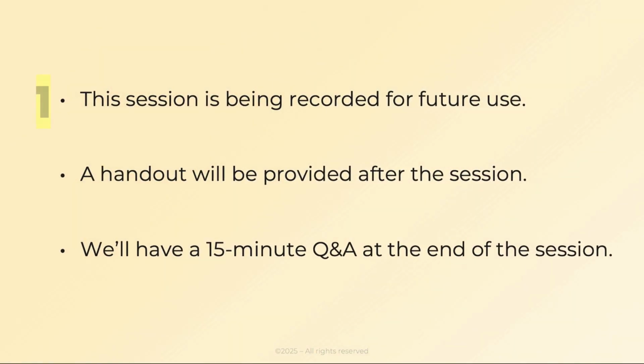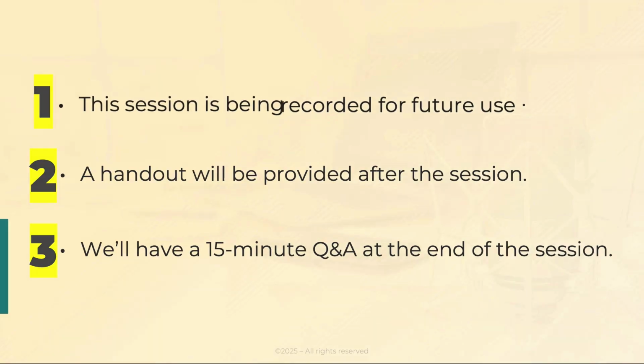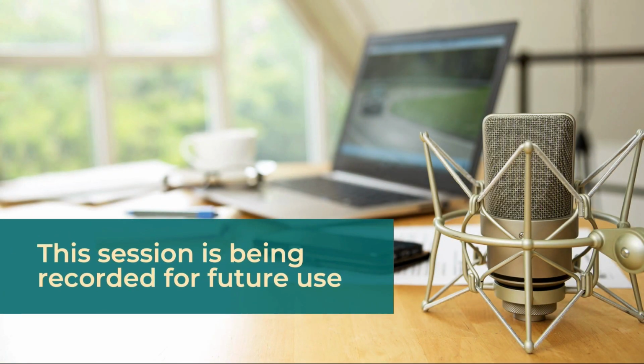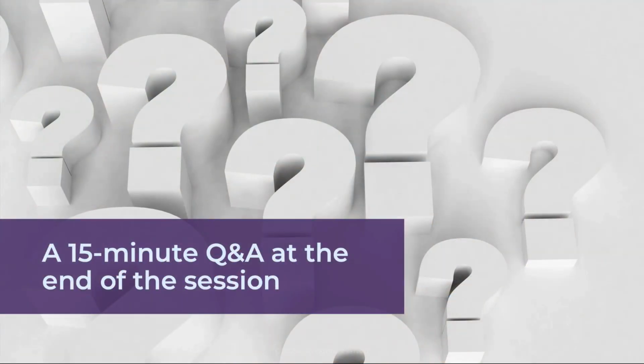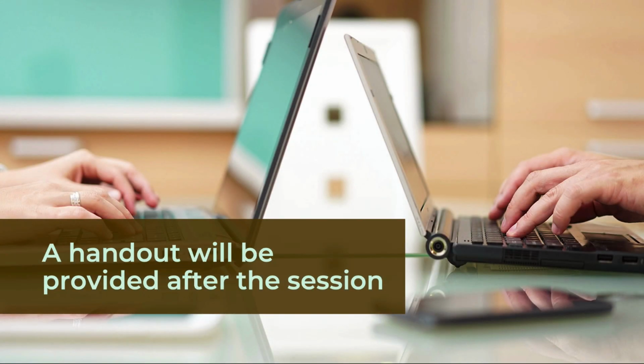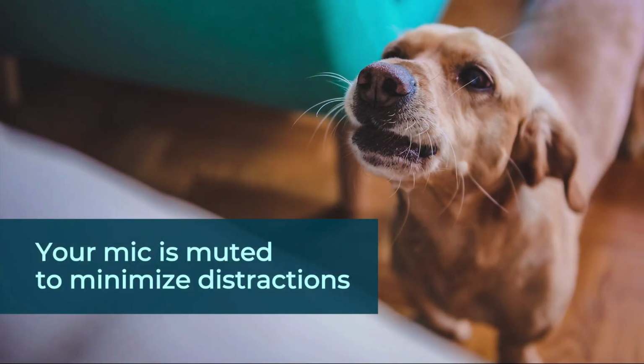Let's divide these into separate slides. Why? Because each point should have its own slide, focusing on what's being said at the time it's being said. Here we have the session recording, then the Q&A info, and then the handout information. And because these are on separate slides, we can add other things without creating a long list. Here I added a slide about muting people's mics to avoid distractions.